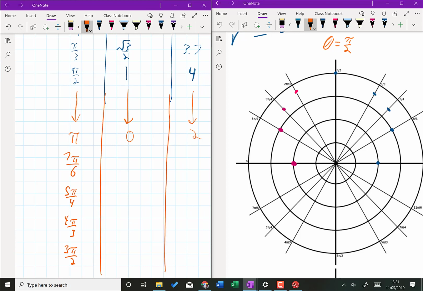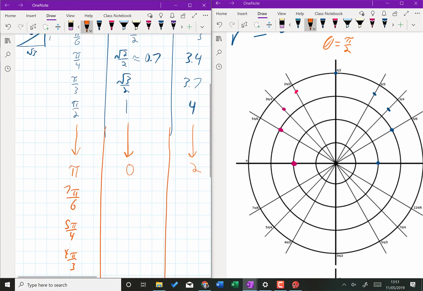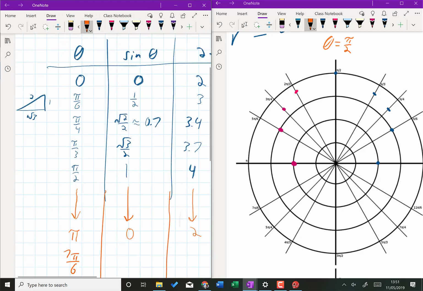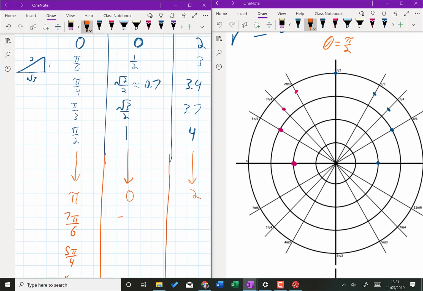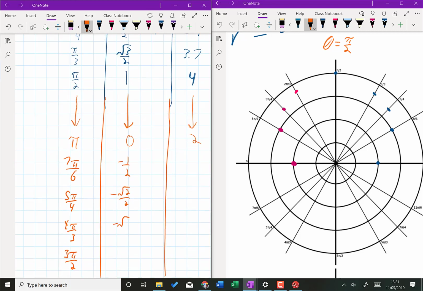Keep those going down. The sine of 7 pi over 6, well, you can travel, again, the same road you did up above and just make these the negative ones. Negative 1/2, negative root 2 over 2, negative root 3 over 2, and negative root 4 over 2, which I just call negative 1.